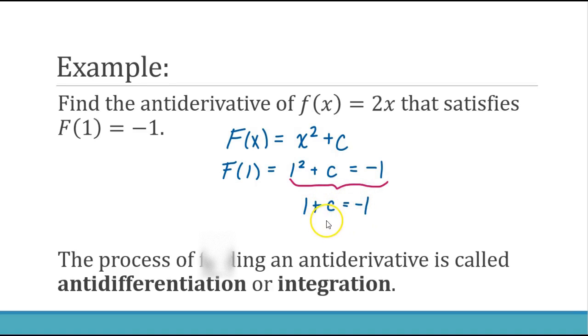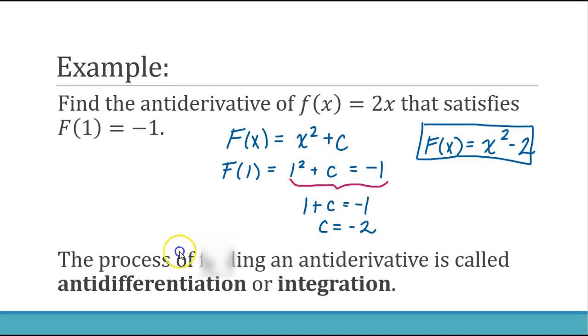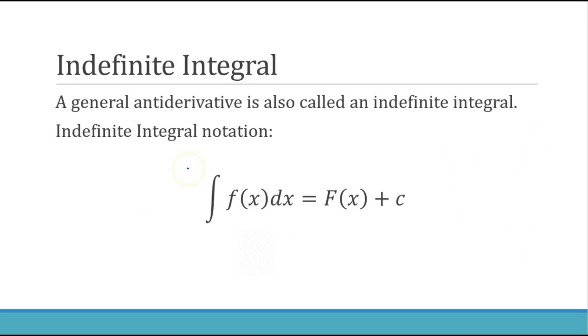And if I subtract the 1 from both sides, I get a c value of negative 2. So the specific antiderivative that satisfies this condition would be big F of x equals x squared minus 2. And this process of finding the antiderivative is called antidifferentiation or integration. Indefinite integral. A general antiderivative is also called an indefinite integral.